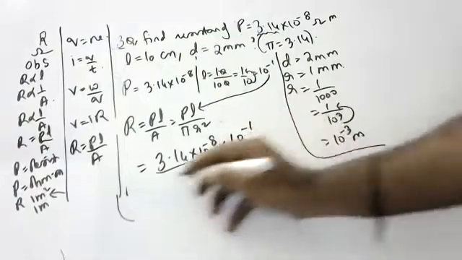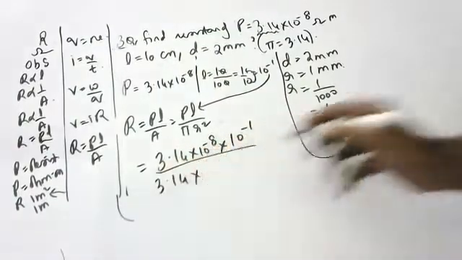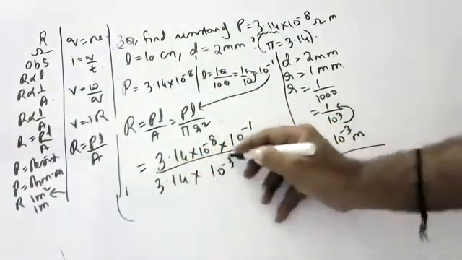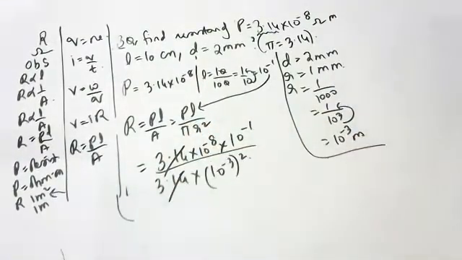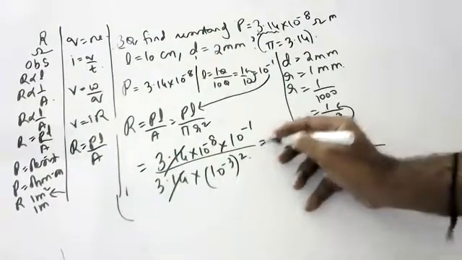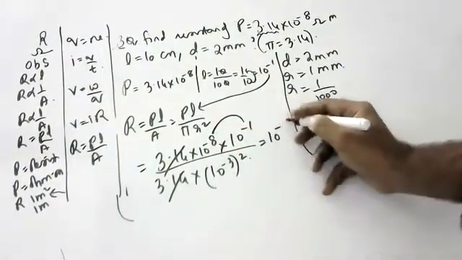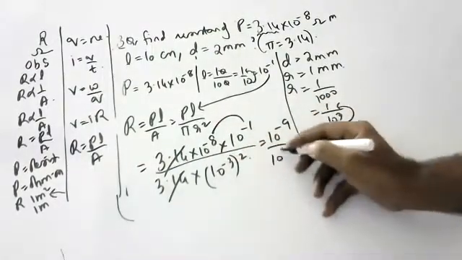No one is telling the answer. Very bad. 10 to the power of 9. Minus... both of these are 10 to the power of minus 9. This is simply 10 to the power of minus 6. And this is 3.